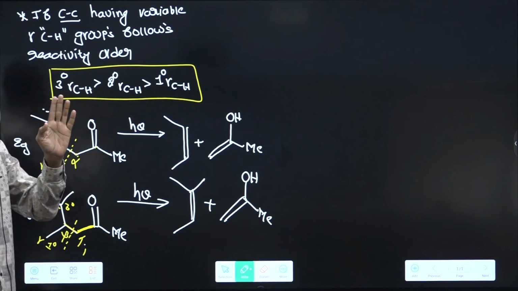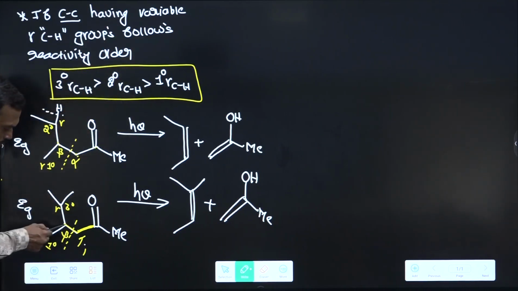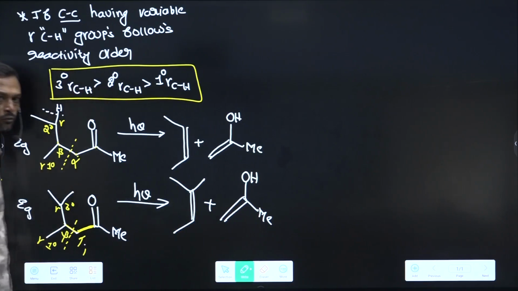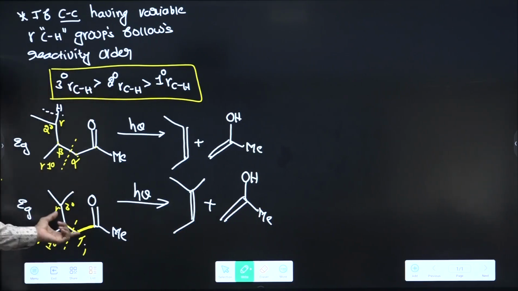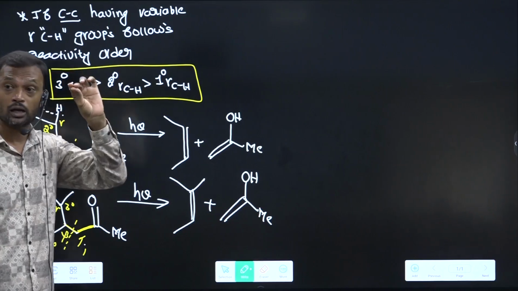Break the second bond. Put a double bond between the second carbon and third carbon, and put a double bond between the first carbon and the carbonyl carbon. That is the answer. Very easy. If you know this technique in rings, you can attempt to answer very easily. Otherwise, rings are a headache for you.